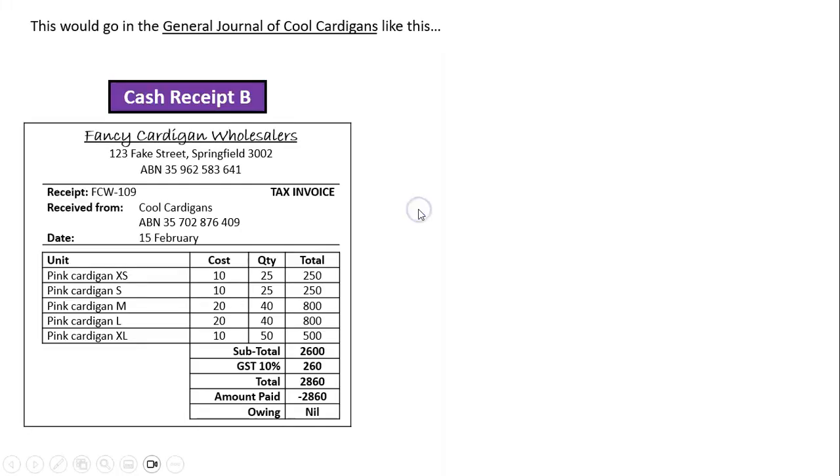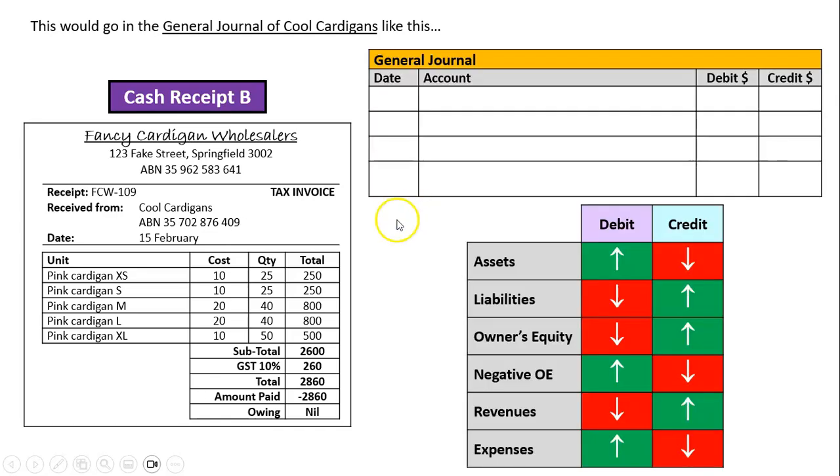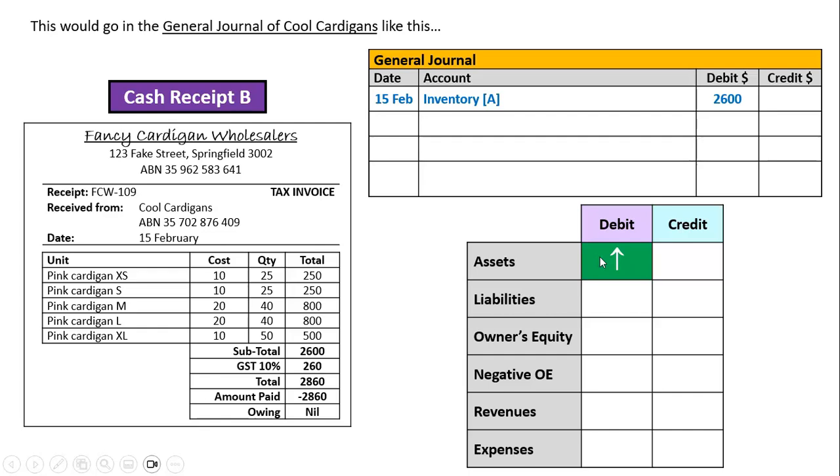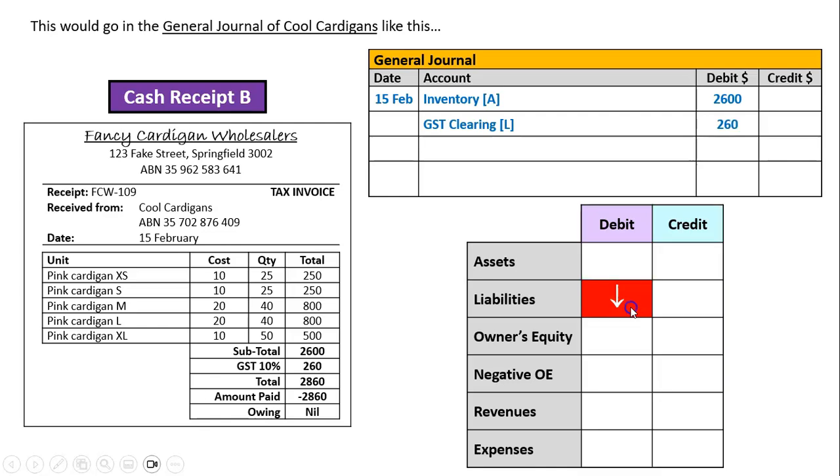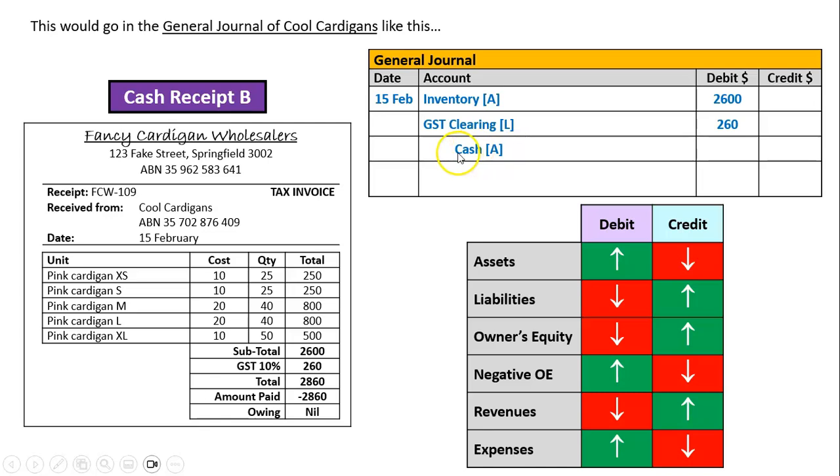How would we put this in the general journal? So for cash receipt B, we're not selling, we're buying. So what we'll say is this subtotal here of 2600 represents inventory. We'll start with the date. We got that here. So the inventory, which is an asset, we're getting more inventory, so that will go up. So that will be a debit. In this case, we're the ones that are paying GST. So what that does is it decreases our GST clearing liability. So the liability is going to decrease, so when a liability decreases, that would be a debit. And the offsetting entry there, the credit entry, will be to cash or bank, whatever you want to call it.